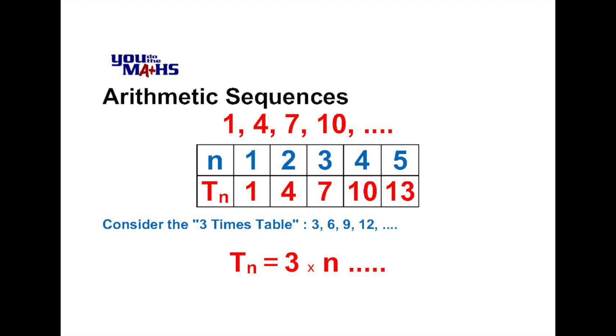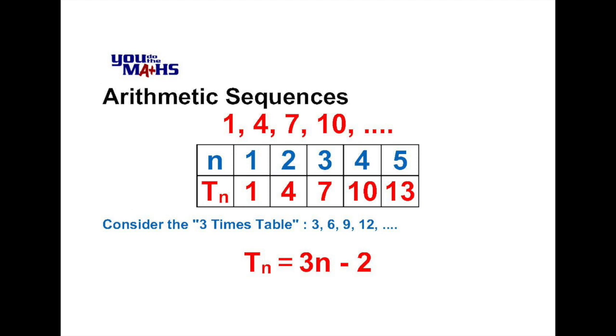3 times 1 would give us 3, and we actually want the first term to be 1. And 3 times 2 would give us 6, and we want the second term to be a 4. So what we have to do is subtract 2 from our algebraic representation of the 3 times table. So we get 3 times the position of the number in the sequence, and then subtract 2. Now this is called the general rule, and the reason why that's the case is because using this rule we can find any number in the sequence we like. We can find the 10th number or the 20th number just by substituting the 10 and the 20 into where the n is. In the previous definition, which was the recursive definition, we had to rely on a previous term.